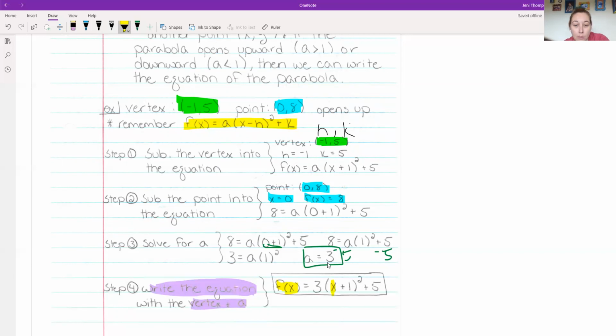So we knew that A equaled 3, so we replace A with 3. And we knew our vertex was -1, 5. We knew that our vertex was -1, 5. So we've got our vertex in for our equation, and we figured out A. We've got our A in there. There we go.